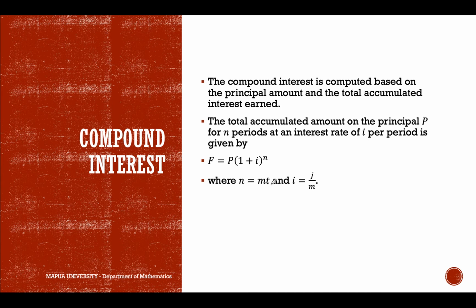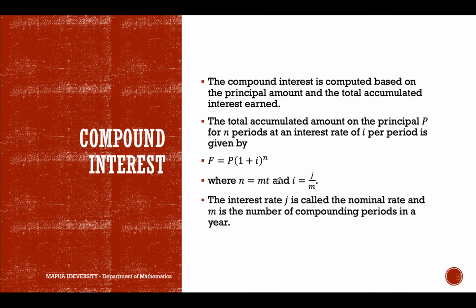If T denotes the number of years, and M is the compounding period, then N is equal to M multiplied by T. And then the interest per period will be the nominal rate J divided by M. So the interest rate J is called the nominal rate, and M is the number of compounding periods in a year.